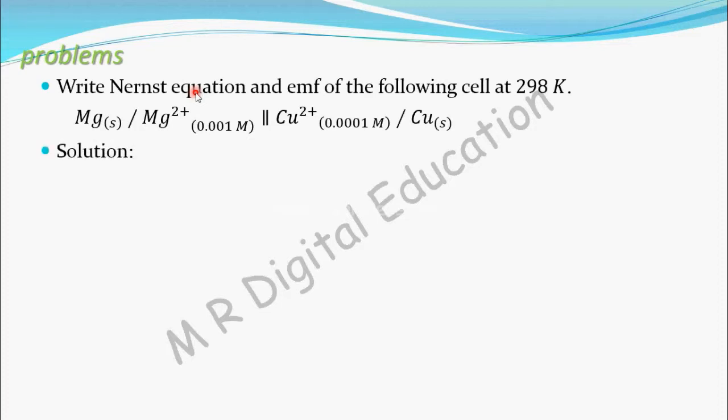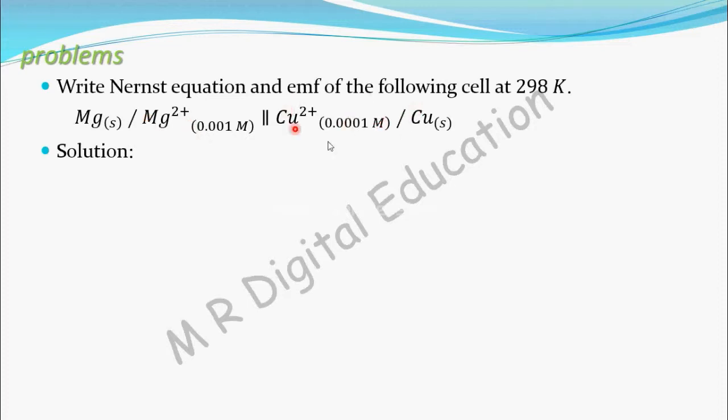See, in this cell, you know that the double bar indicates a salt bridge, and this part is the anode and this part is the cathode. In the anode, oxidation will happen. Magnesium is undergoing oxidation, Mg is converting into Mg2+. This single bar indicates separation between Mg and the Mg2+ ions which are in the solution. This is the concentration of the Mg2+ ions, that is, the concentration of the solution.